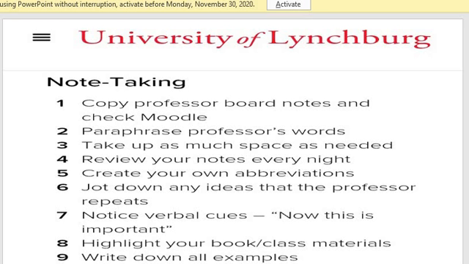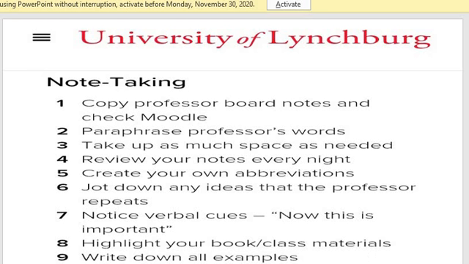And next is number 8: highlight your book and class material. Whenever and whatever you find important, underline it. And the next is: write down all examples. So you have to put down examples. That helps you a little with what you have been taught and what not. You can learn from examples. So that is a very important point for you. Okay, let's move on to the next one.